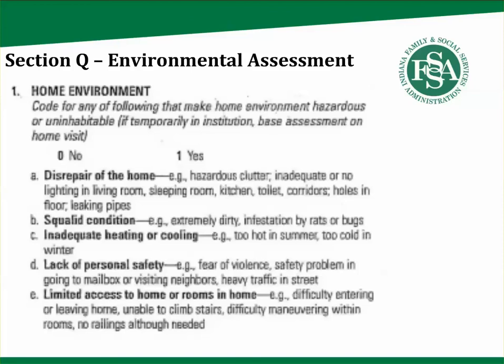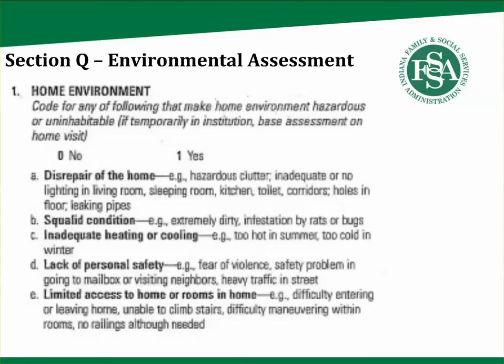Section Q looks at environmental assessment here, and we have 4 items in this section. First one is home environment, and for this we want to determine if the home is hazardous or uninhabitable. And this may open up a discussion about a move to a more appropriate environment. It can also help determine the need for more formal care. That's what you're looking at here with this.